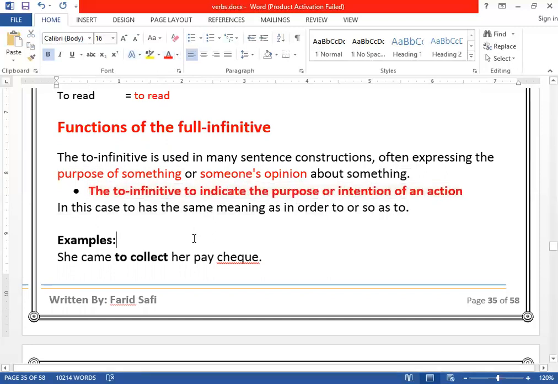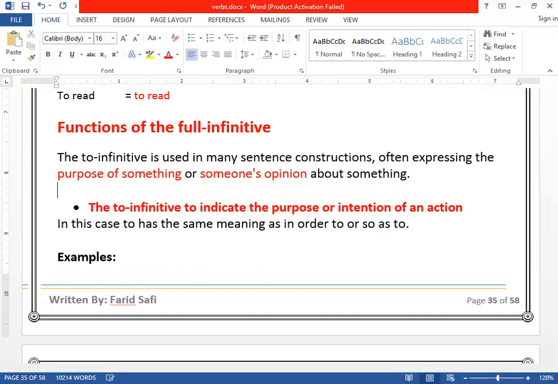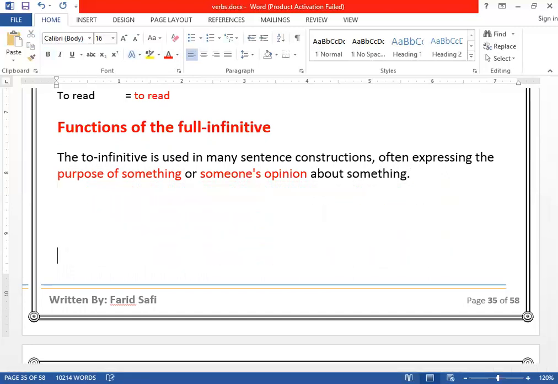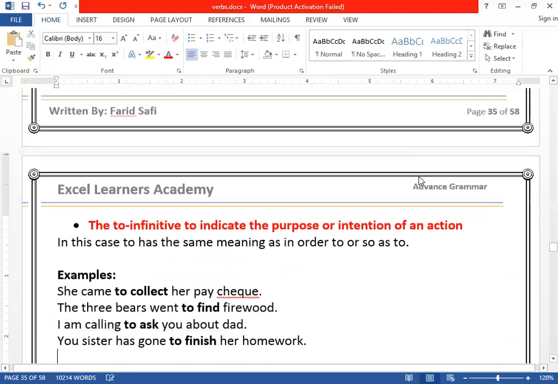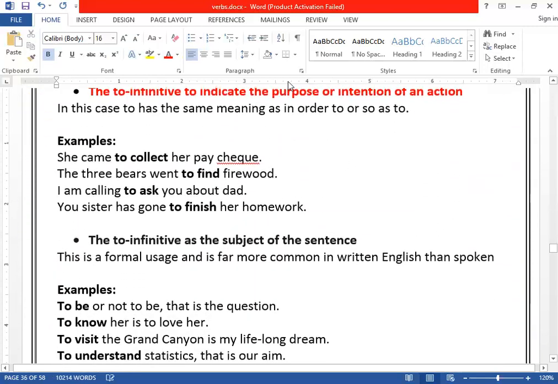The to infinitive is used to indicate the purpose or intention of something. Like for example, we want to say she came. She came for what? The purpose is that she came to collect her paycheck.